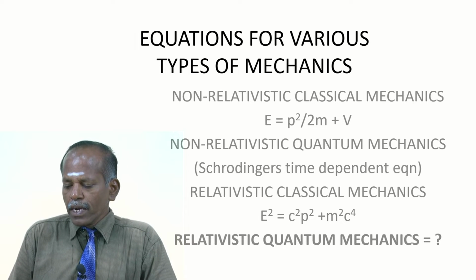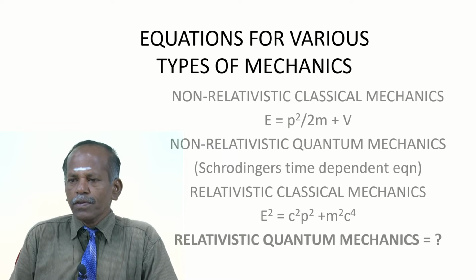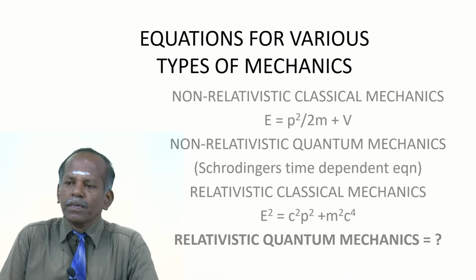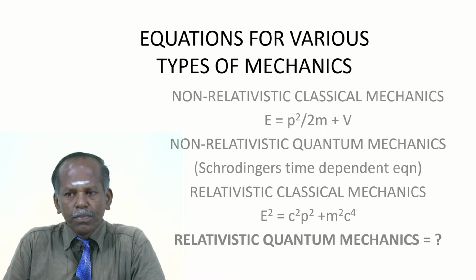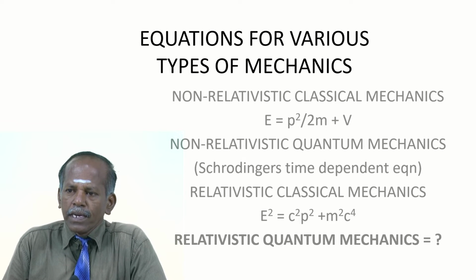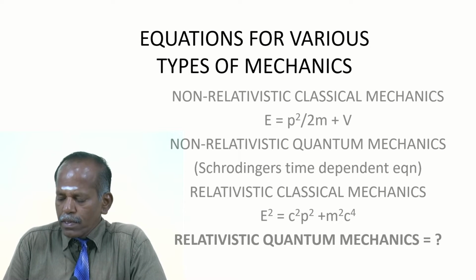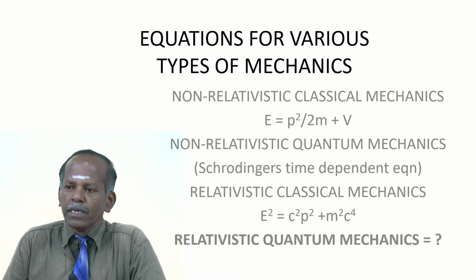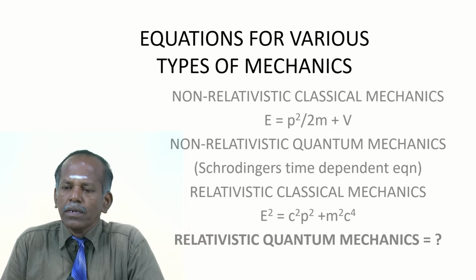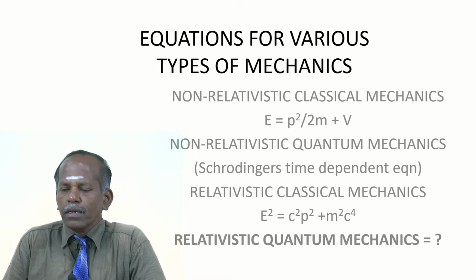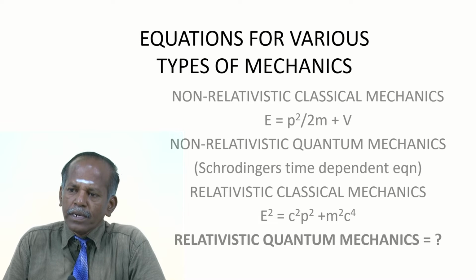The very first one, the non-relativistic classical mechanical equation, is E equal to P square by 2m plus V, where E refers to total energy, P square by 2m is kinetic energy, and V is potential energy. The second one, non-relativistic quantum mechanics, is Schrodinger's time dependent equation, i h cross dou psi by dou t equal to minus h cross square by 2m del square psi plus V psi.